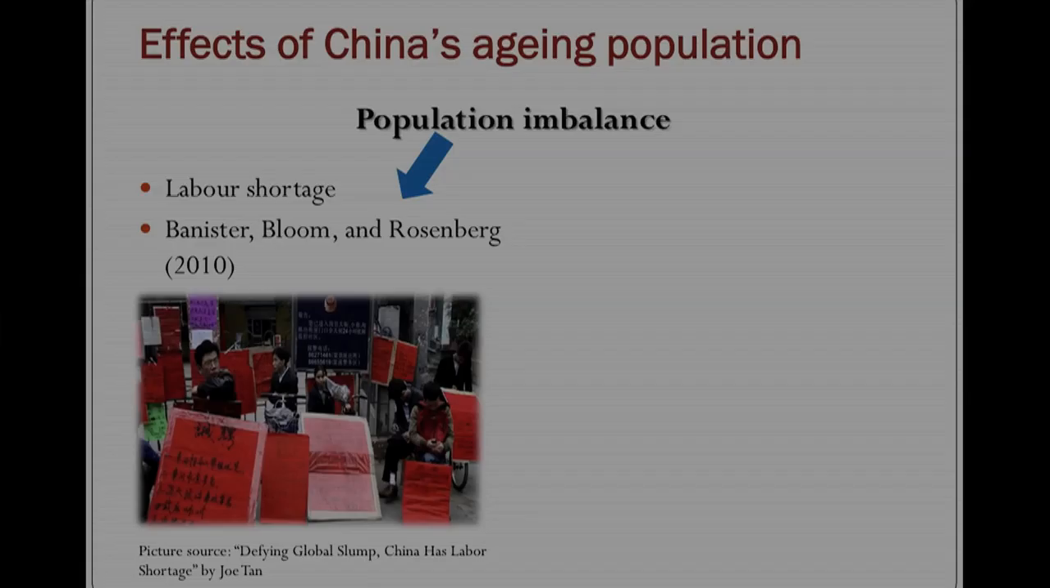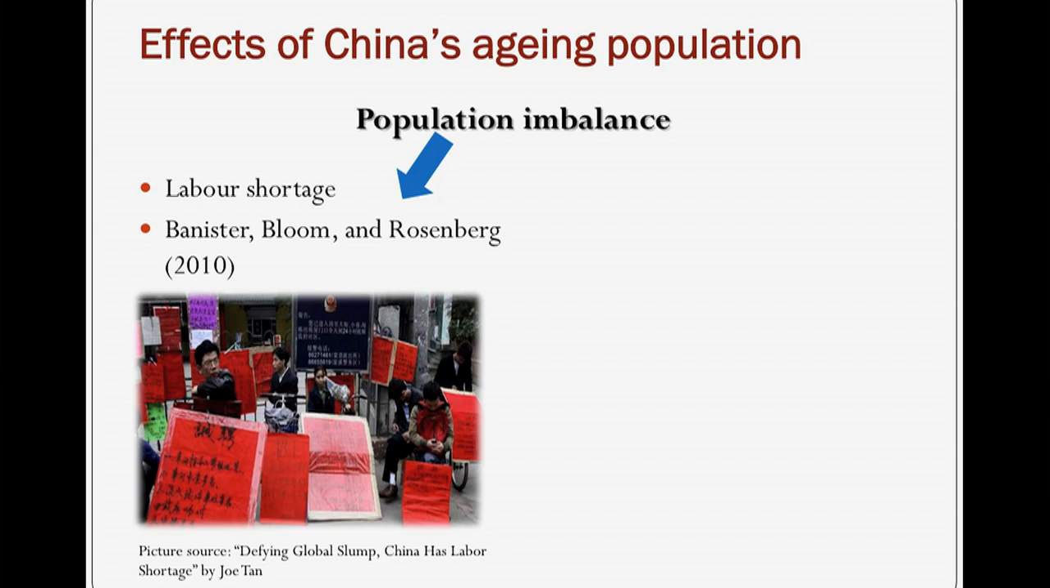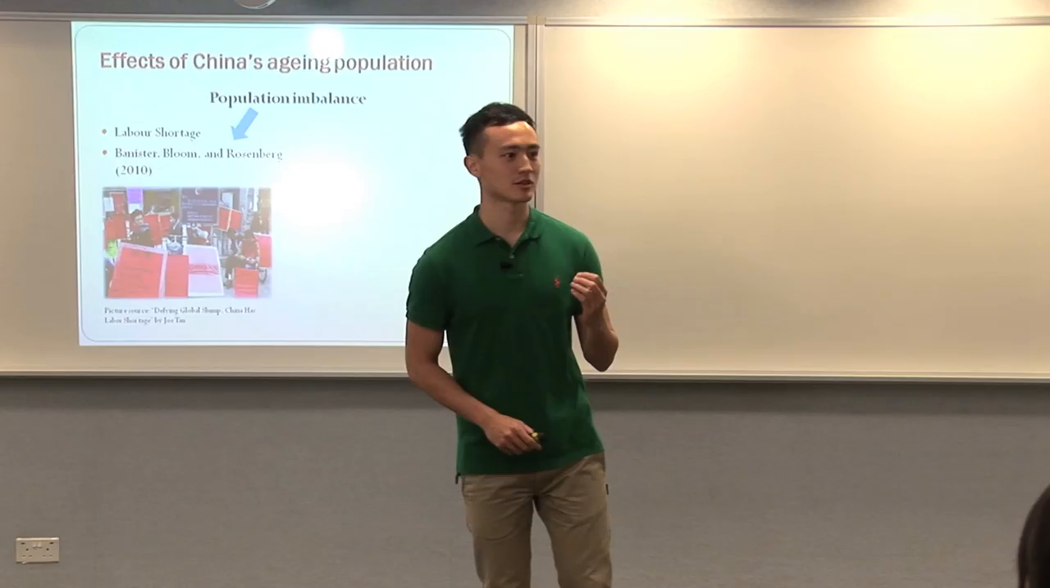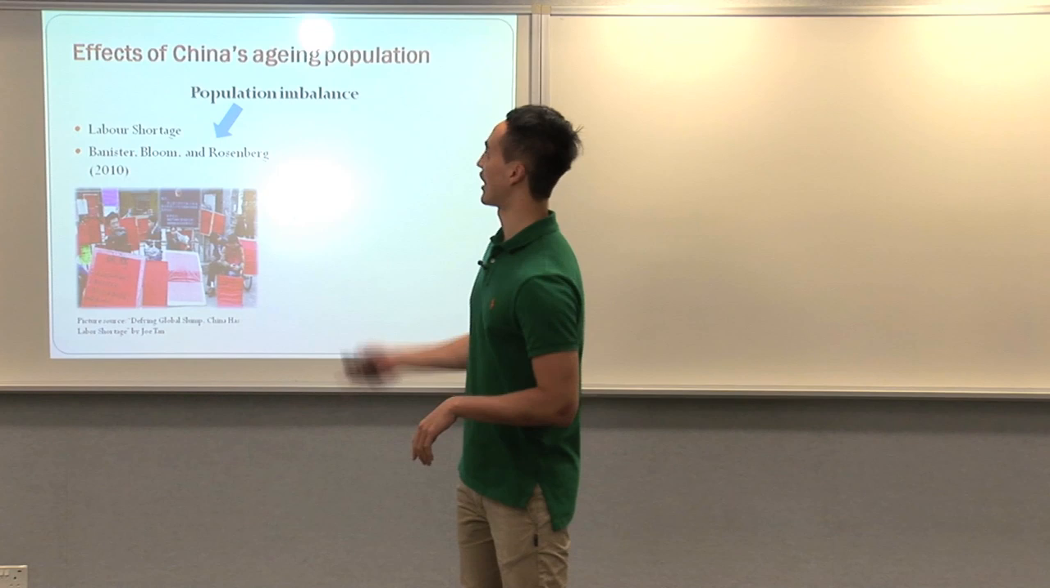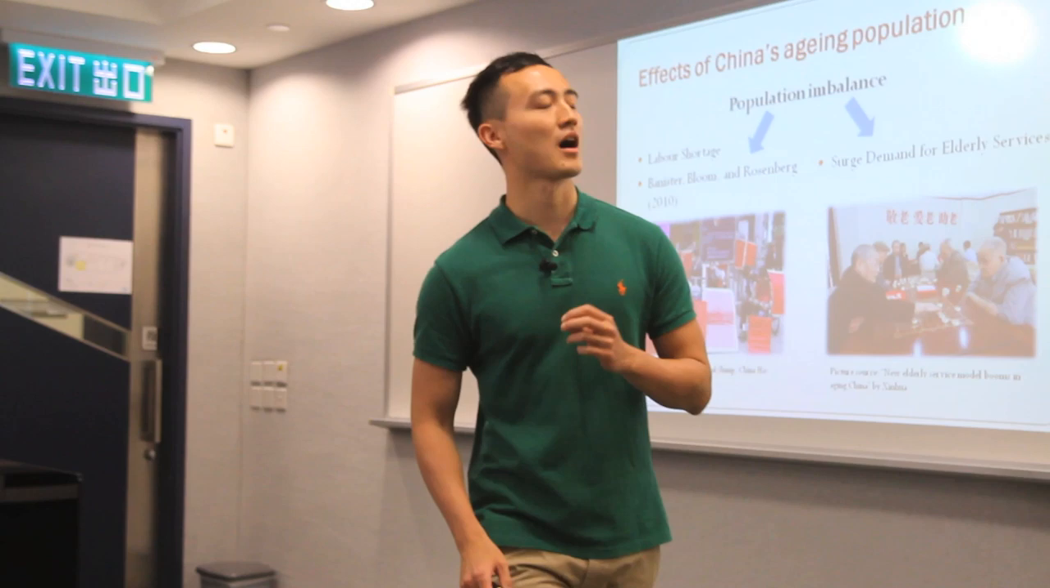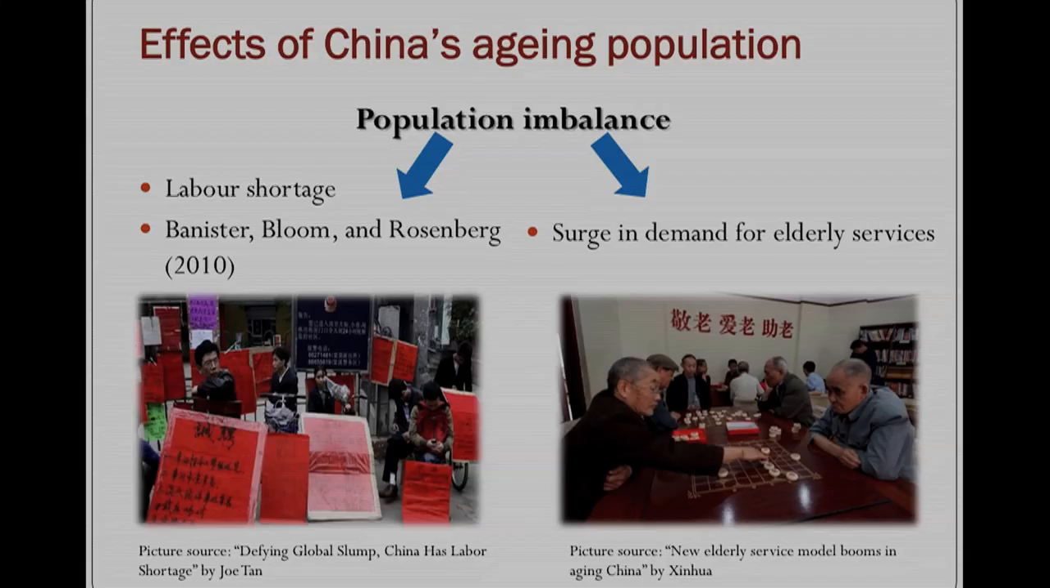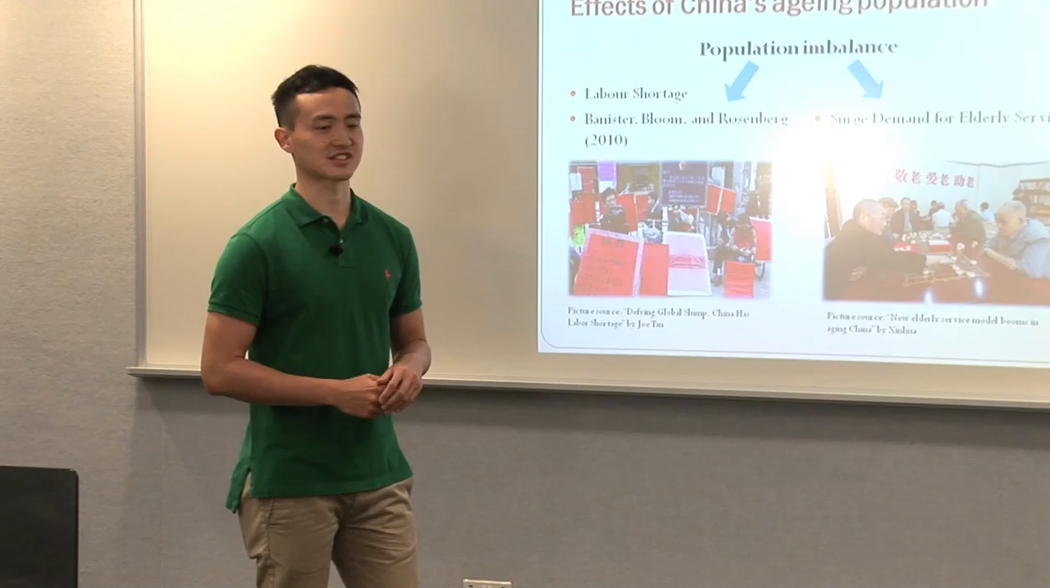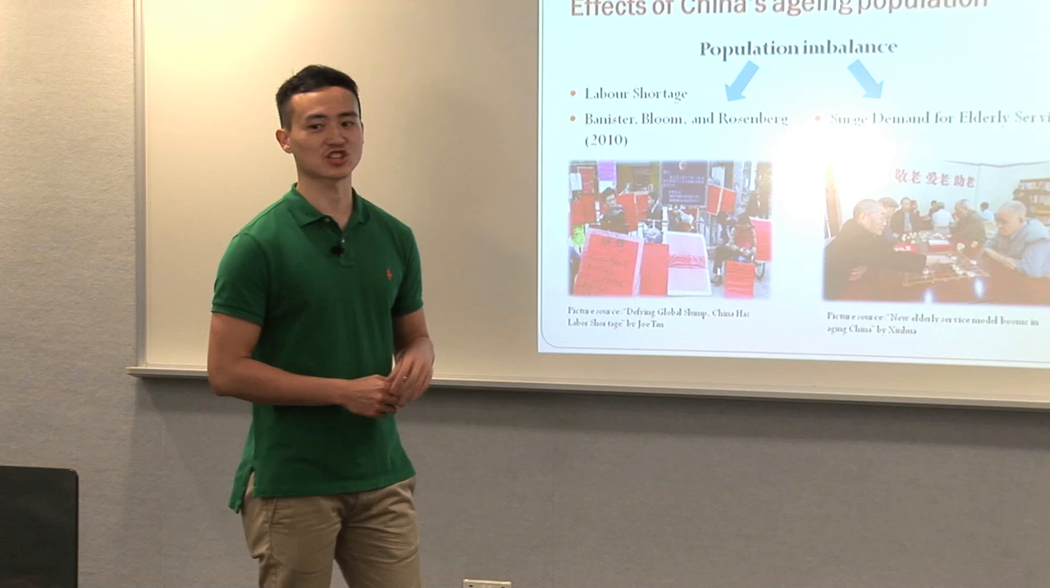So, as a paper by Bannister and colleagues from 2010 shows, one of the first effects is a labor shortage in China. A second negative effect is the surge in demand for service for the elderly. Both these effects are going to present challenges for the Chinese government.